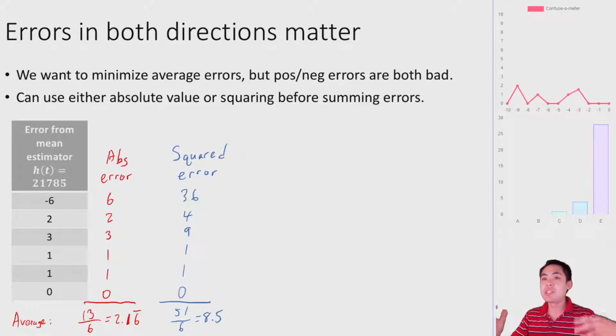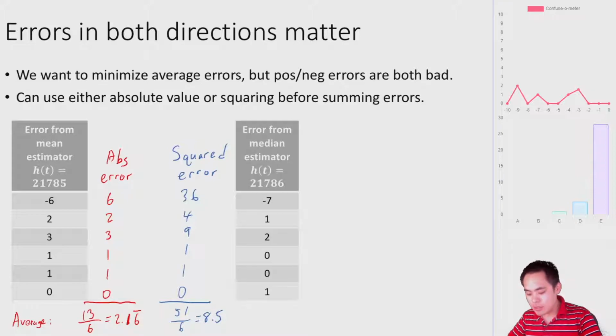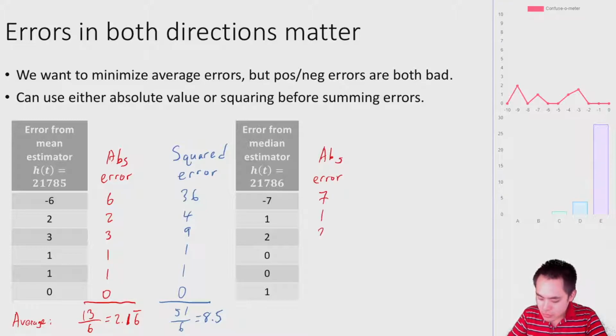So these are the average absolute errors and the average squared errors, both of which are standard ways of figuring out how good an estimator is. So what about from the median? So from the median, we also have an absolute error. So the absolute error is 7, 1, 2, 0, 0, 1. When you add those together and divide by 6, you end up with 11 divided by 6. So that's equal to 1.83 repeating.